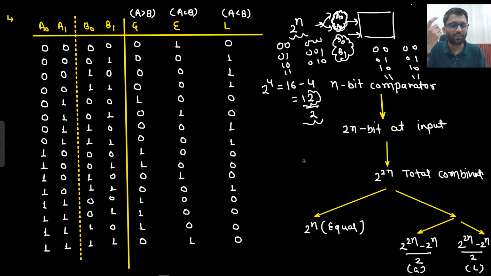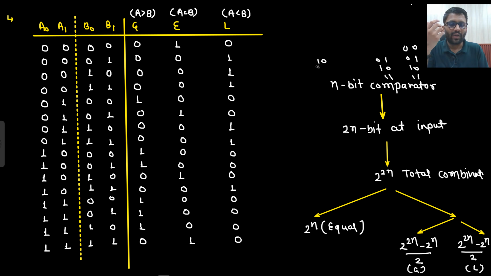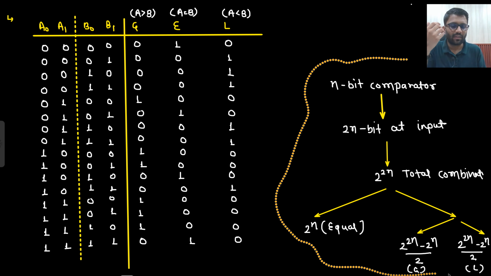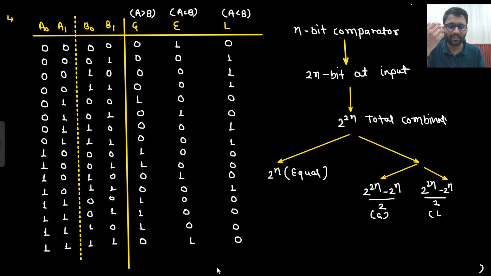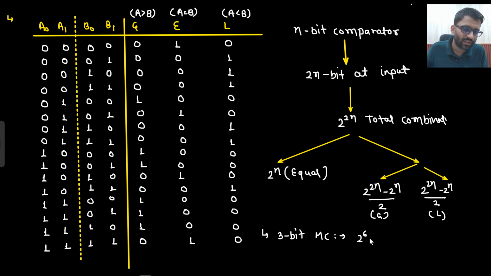So total possible combinations we have written. I hope you have understood the concept here. You can just remember this thing. Actually, no need to remember, I hope you understand it, and in the examination you can directly write it down. Take an example of a 2-bit or 3-bit magnitude comparator. In a 3-bit magnitude comparator, inputs will be 6, so total combinations will be 2 to the power 6. What is that? 64 combinations.